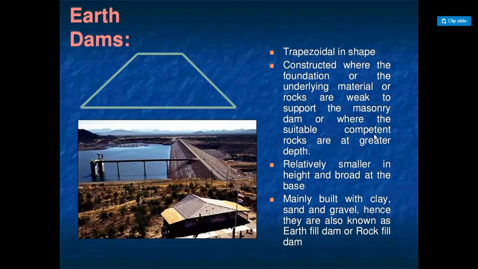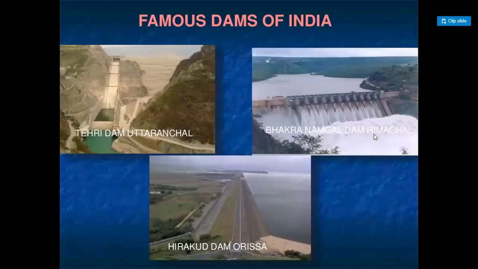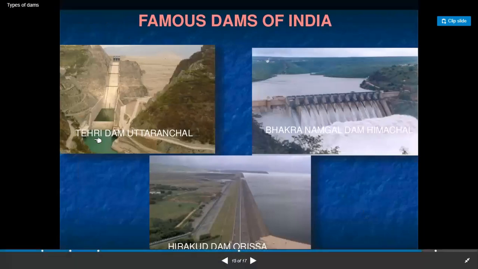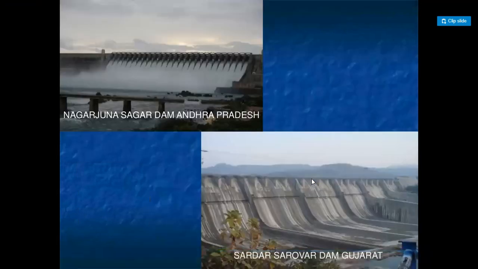So, guys, here are the famous dams of India: Tehri Dam in Uttarakhand, Bhakra Dam in Himachal Pradesh, Hirakud Dam in Orissa, Nagarjuna Sagar Dam in Andhra Pradesh, and Sardar Sarovar Dam in Gujarat.